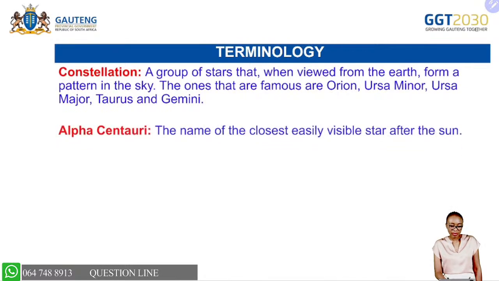And then the next term is Alpha Centauri. Alpha Centauri is the name of the closest easily visible star after the sun. Take note, easily visible star after the sun.